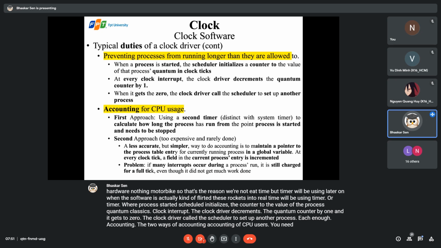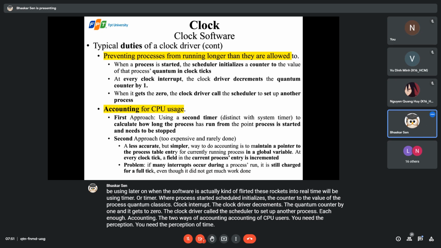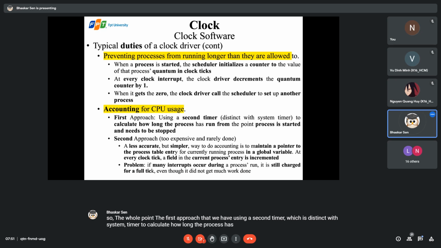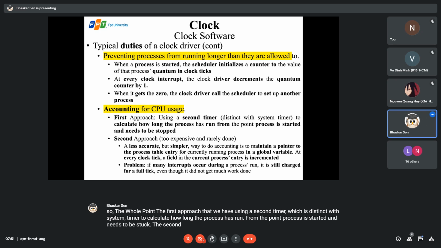Accounting: the two ways of accounting of CPU usage. You need the perception of time. The first approach is using a second timer, which is distinct from the system timer, to calculate how long the process has run from the point the process is started until it needs to be stopped. The second approach is too expensive and rarely done.